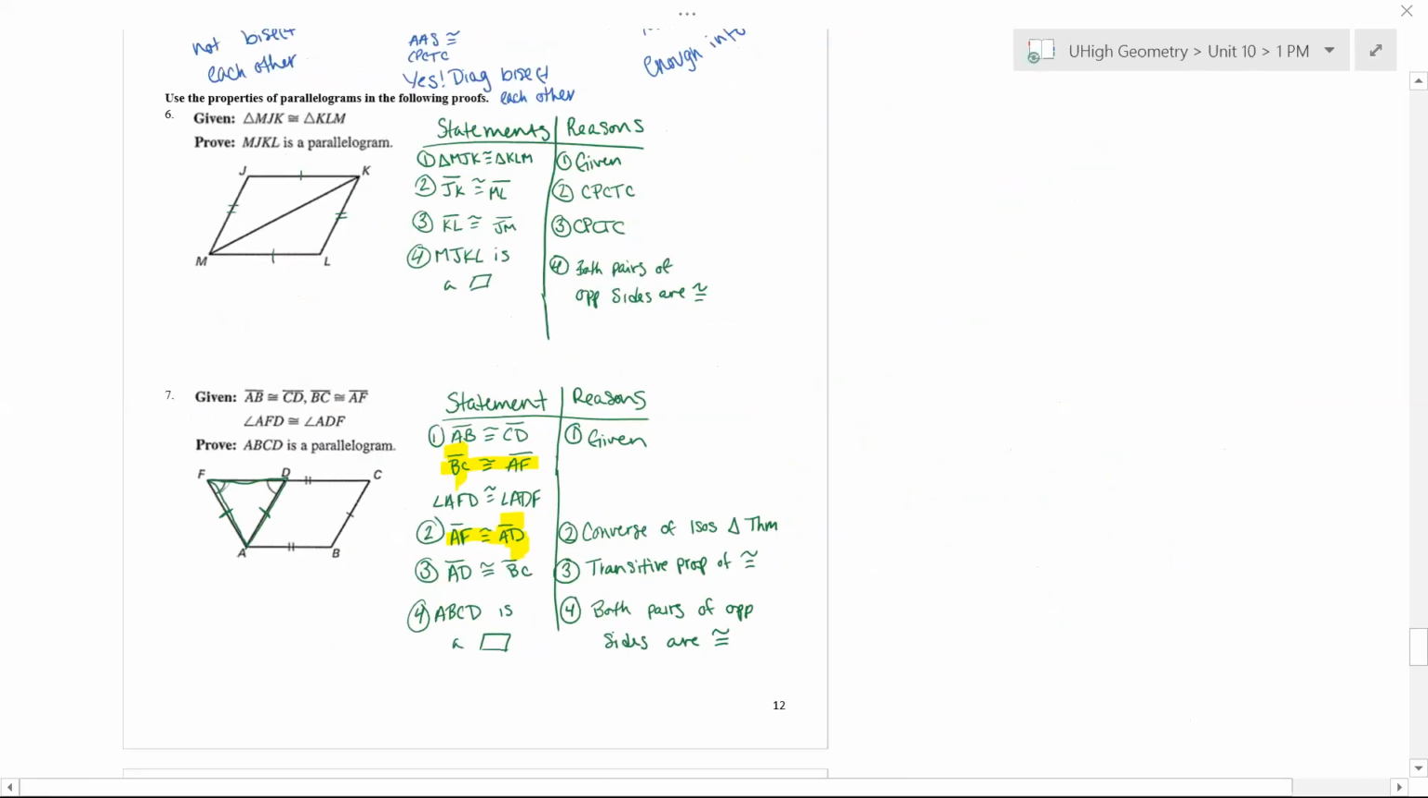So guys, these are the kinds of proofs that we are going to be doing in this unit. There's nothing scary. We're just using some of those new properties. So go ahead, go to that homework assignment in Google Classroom and give it a try.